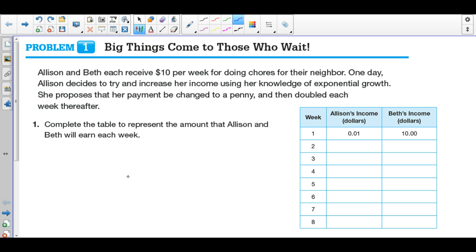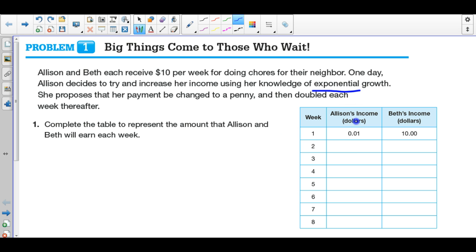It says Allison and Beth each receive $10 per week for doing chores for their neighbor. One day Allison decides to increase her income using knowledge of exponential growth, which you have seen now from doing the sequences and series. The geometric sequences were exponential ones, and the arithmetic sequences were linear, which means they'd be going up by the same amount every time. So she proposes that her payment be changed to a penny and then doubled each week after.